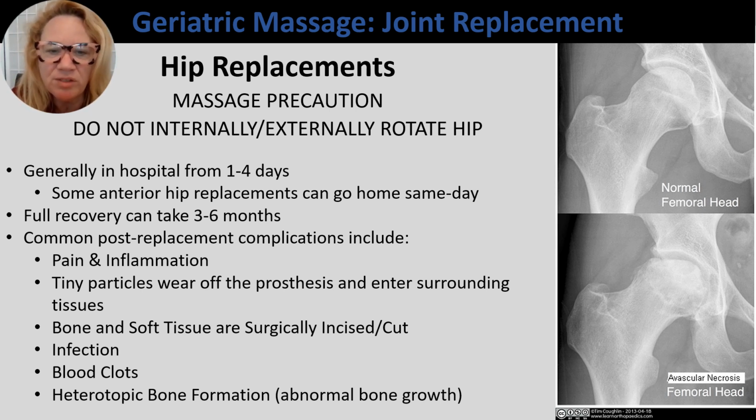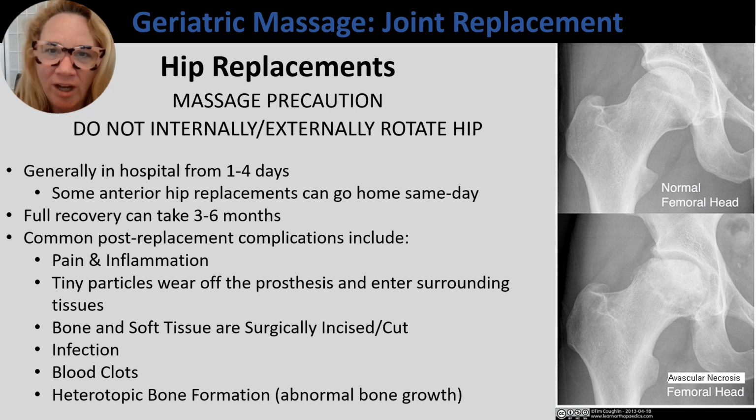After hip replacement surgery, the hospital stay is usually 1 to 4 days. If it's an anterior, you might be in there overnight, whereas with posterior hip replacements, you're usually in there for a couple of days. Although insurance companies are trying to kick people out of the hospital sooner and sooner now to save on cost. Sometimes anterior hip replacements might go home the same day.